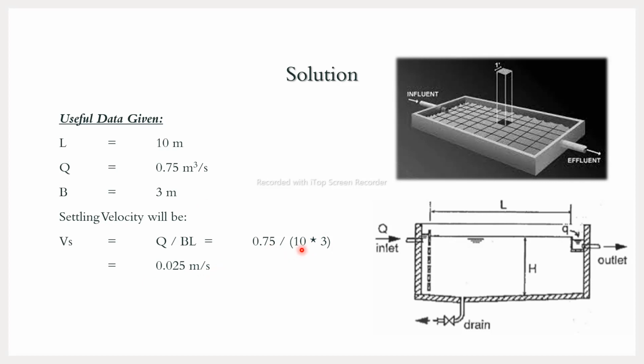that gives you 0.025 meter per second. Okay, so BL is the surface area, which is 3 into 10, that means 30. So 0.75 divided by 30, that means 0.25 by 10. So 0.025 meter per second is your terminal settling velocity. So the terminal settling velocity is not asked in the problem.